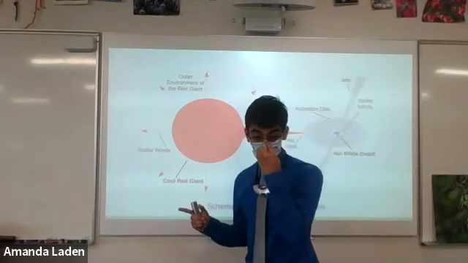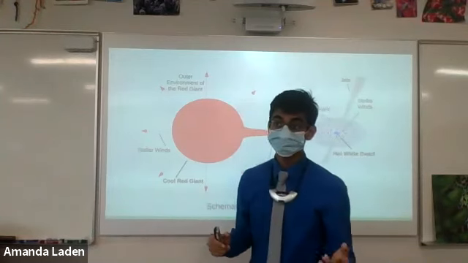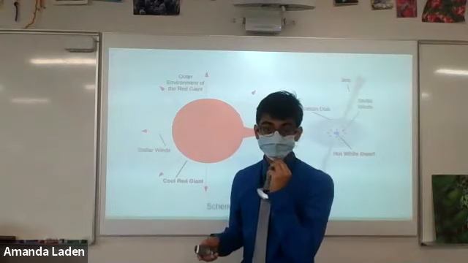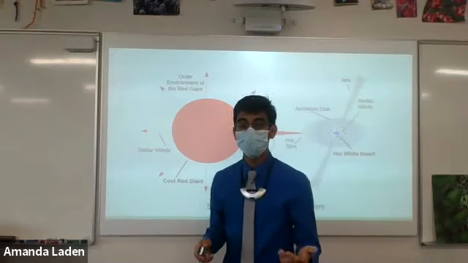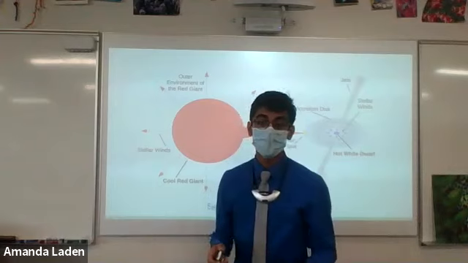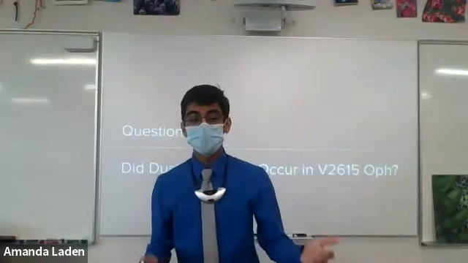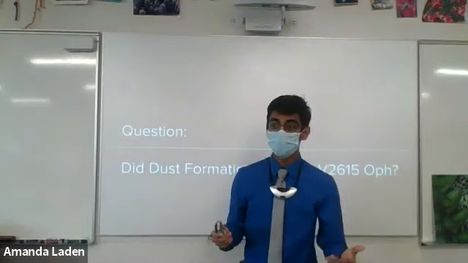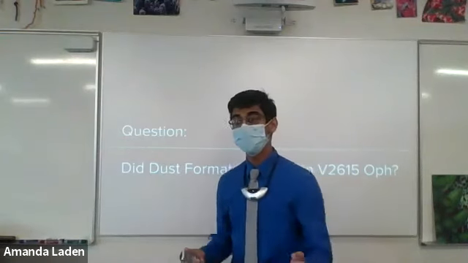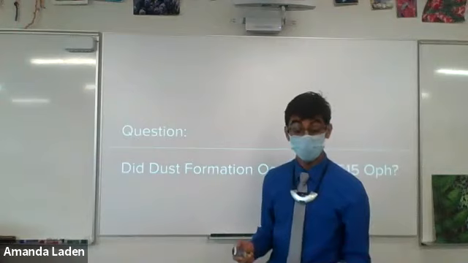This matter is a variety of things, including individual elements, namely heavier elements, but also dust, such as silicates, carbon, amorphous carbon, and even hydrocarbons. So my overall question is, did dust formation, with what I said previously, occur in V2615 Ophiuchus?